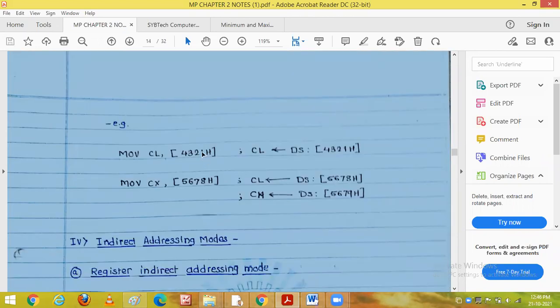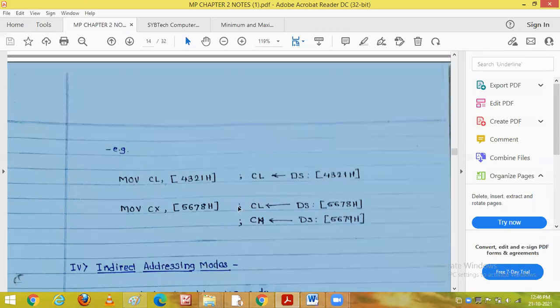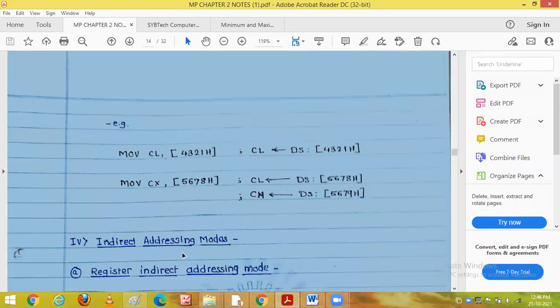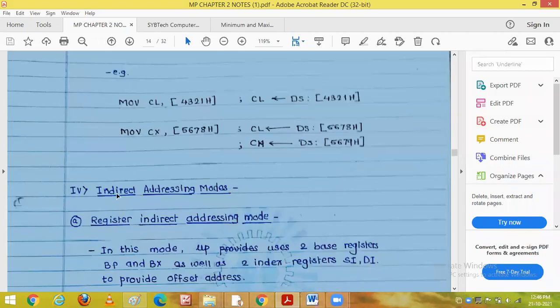Directly you have to fetch the values from the main memory to the CL register. That is what we call direct addressing mode. So next one, indirectly we have to fetch the values from the main memory. That is the indirect addressing mode, the fourth one.